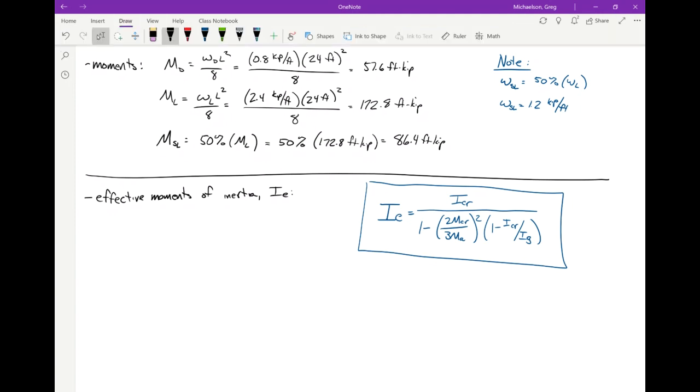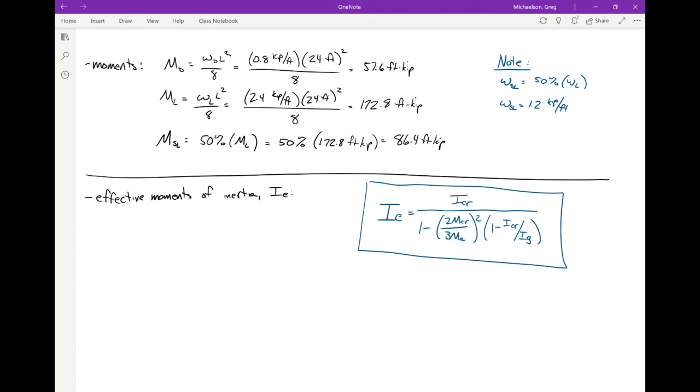So the way I'm going to handle this is I'm going to actually draw this in one big table. Okay, so let's look at our stage. Let's look at our cracking moment. Let's look at our applied moment. Let's look at our gross moment of inertia.